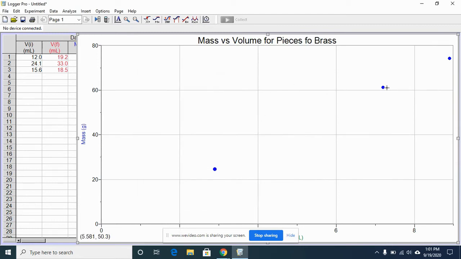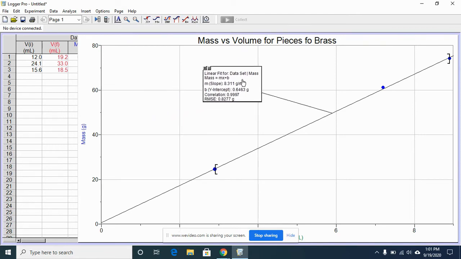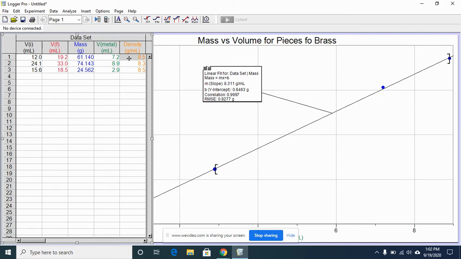And in this case, because it's going to be a straight line, we want to have a line of best fit. So if you hover over, you'll see a linear fit. We click this and we get this line that goes through, and it goes pretty much through the point 0, 0, which is a good sign for this, because if a piece of metal had 0 volume, you would expect it also to have 0 mass. And notice that this slope, 8.3, is very close to the densities that were reported.